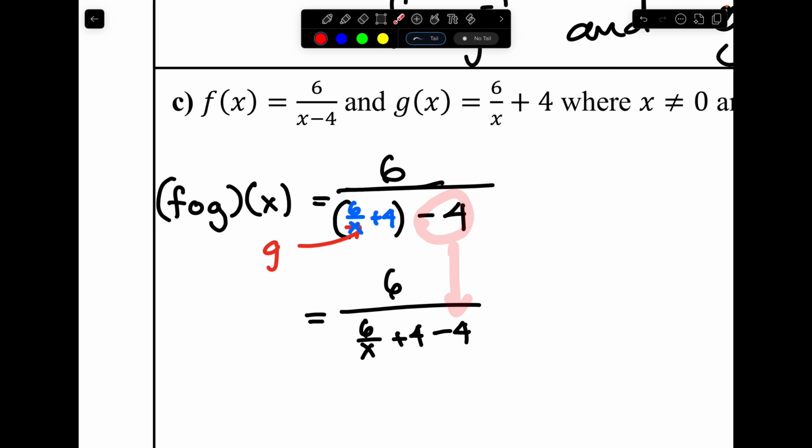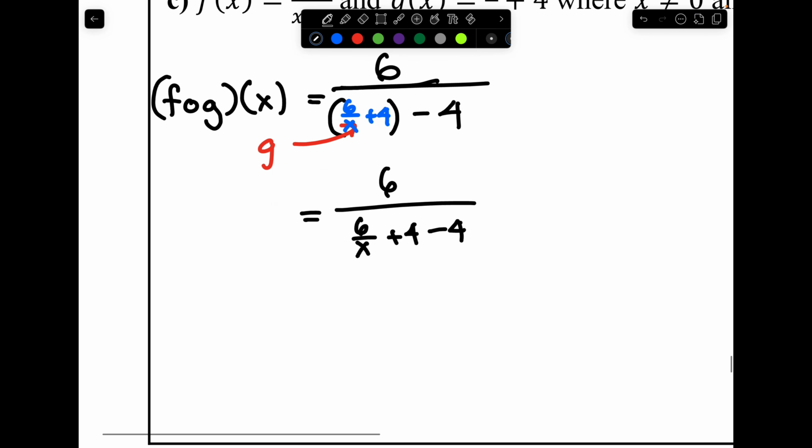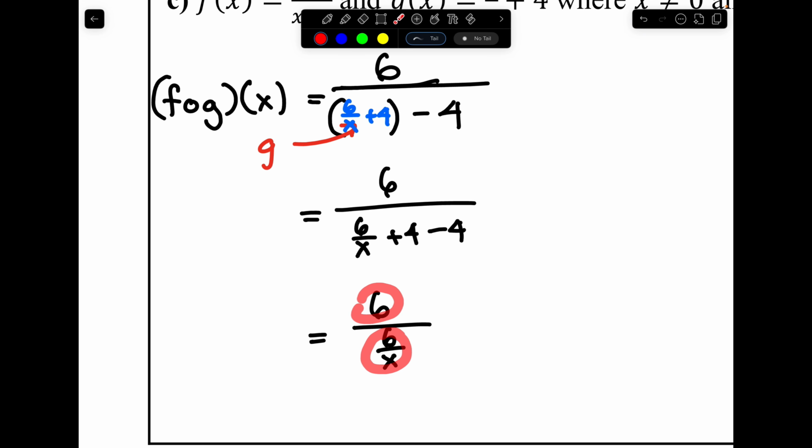Okay. Well, the plus and minus 4 again are inverses of each other, so that's going to become 0. So we have 6 on the top, and we have 6 over x. Well, how do we divide these two things? Well, like always, we want to get rid of fractions. We want to get rid of the denominators in a fraction. And because we have a fraction within a fraction, we have this fraction in the denominator of this bigger fraction there.